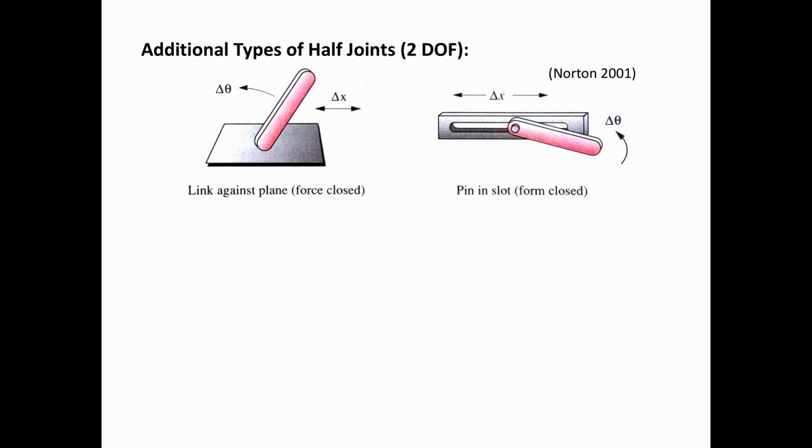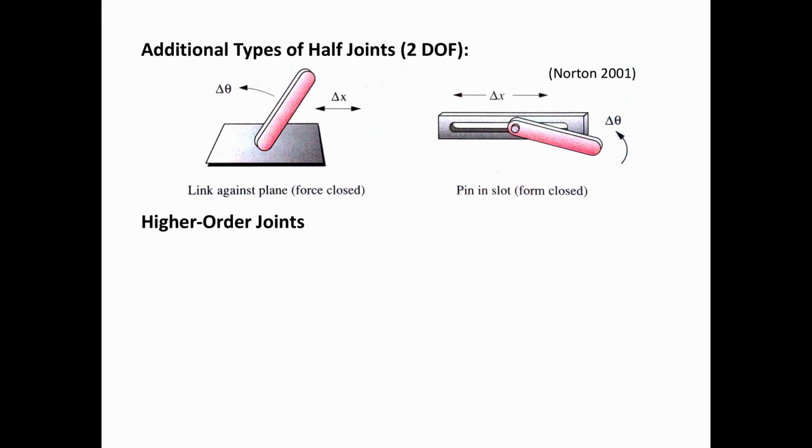Now, on the right, instead of relying on force to keep contact, we have a pin inside of a slot. And so this is a form-closed joint. It's constrained to stay in the slot. But again, we have both translation, back and forth, left and right, and then rotation of the link because the pin can rotate in the slot.